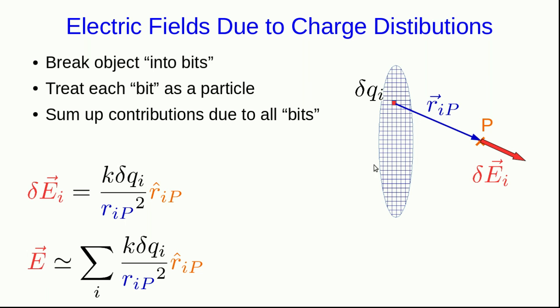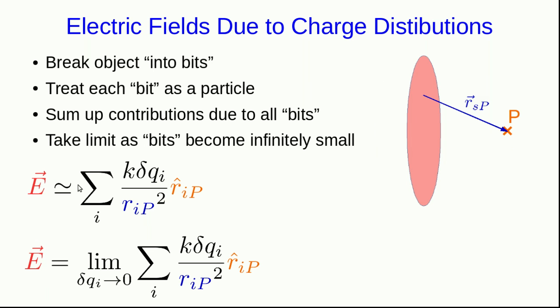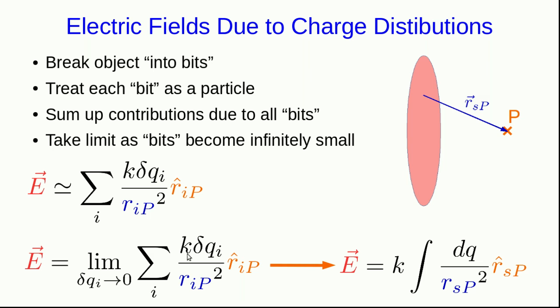Now, we don't actually take smaller and smaller bits, that's just the inspiration for what we actually do, which is that we take the limit as the size of these bits goes to 0. And that gives us an exact expression for the E field. Formally, when you take a sum and you take a limit as the pieces of the sum go to 0 and you go to an infinite number of pieces of the sum, that turns your sum into an integral.